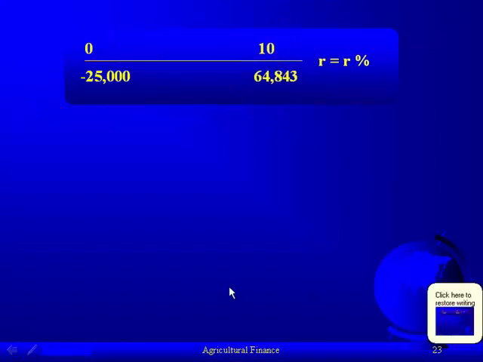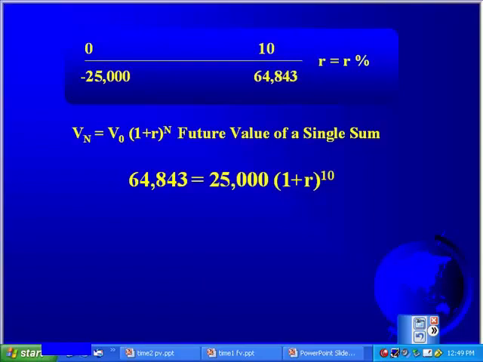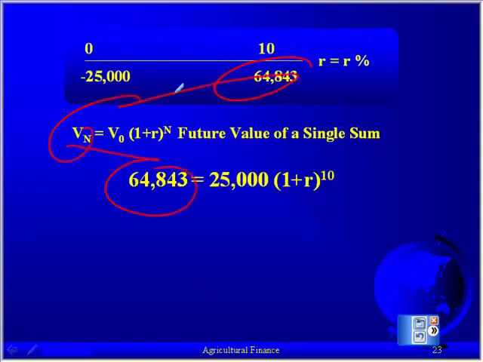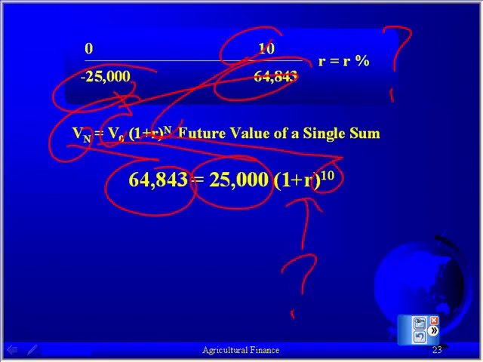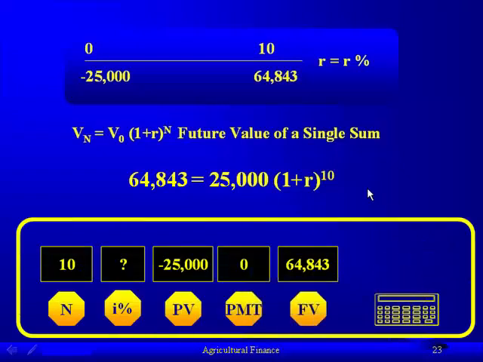Okay, in problems 1, 2, and 3, notice that we're using the same formula, the future value of a single sum formula. In this particular case, we know the future value, we know the present value, and we know the number of periods. What we don't know is the interest rate. Now, for you mathematicians and purists that want to do this through arithmetic, you're going to divide both sides by 25,000, and you're going to take the 1/10 exponent of each side, and the problem will fall out. Or you can rely on your financial calculators.